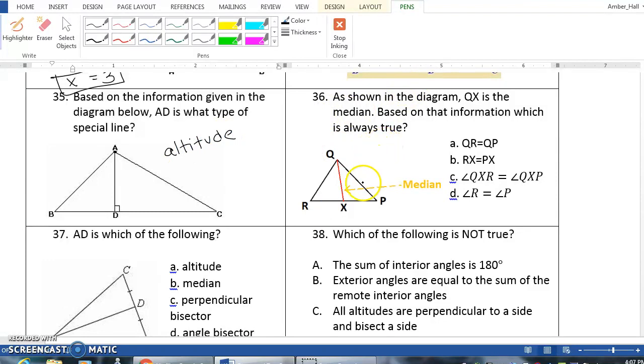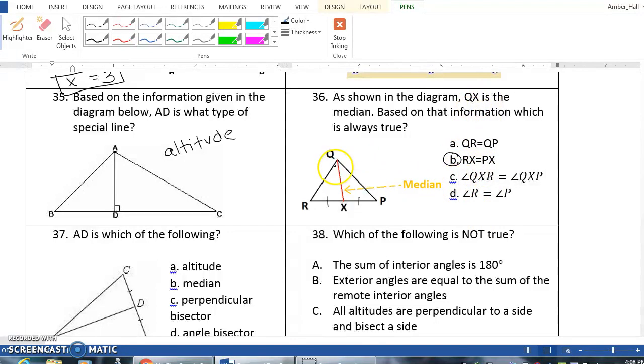36. As shown in the diagram, XQ is the median. Based on the information, which is always true? A, QR equals QP. So this line is congruent to that line. Just because we know that this is a median, we do not know that those are equal. B, RX equals PX. Well, medians bisect this segment, therefore RX does have to be congruent to PX. So B definitely has to be true.